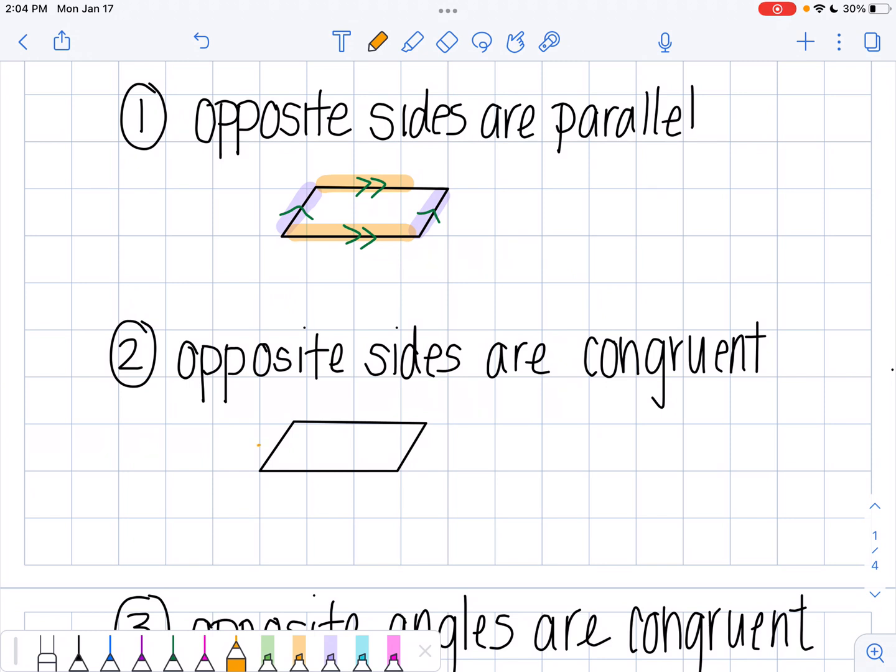The next one says that your opposite sides are congruent. So I can mark them. These sides are going to be equal, and these sides are going to be equal, which basically means if this side is 10, this side's going to be 10. If this side is 6, this other side over here is going to be 6.